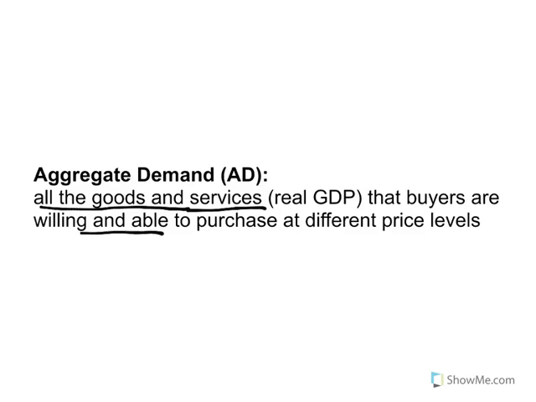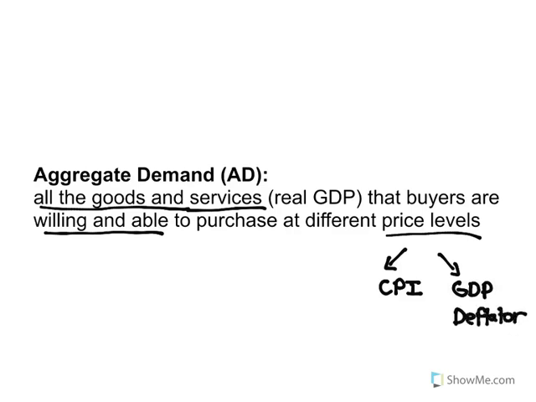It's still willing and able, so you have to both want to buy it and you have to be able to buy it. And instead of prices, we're looking at price levels. And this could be CPI, or this could be the GDP deflator. We looked at both of those at the end of Unit 11. And so the price level could be either of those. When we draw the graph in a minute, we're just going to use the generic term price level, but just so you know, it could be either of those.